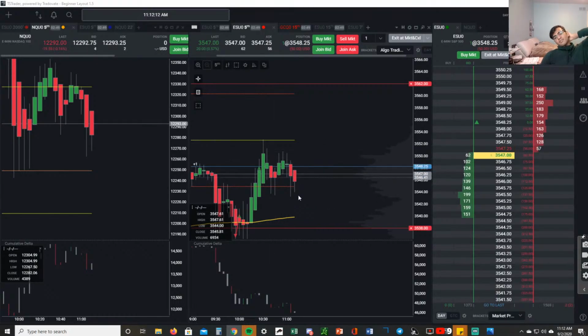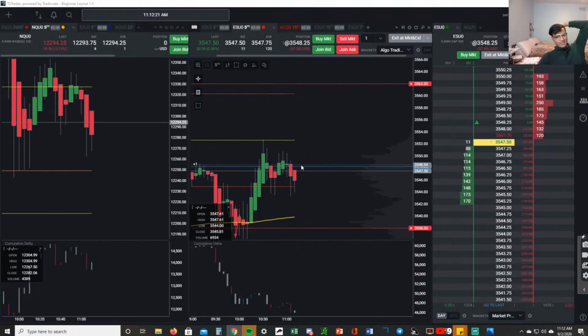A little chop, chop, chop. But I feel like if I take it out for break even right there, then it's gonna end up just going through. That's why I have to hold it.